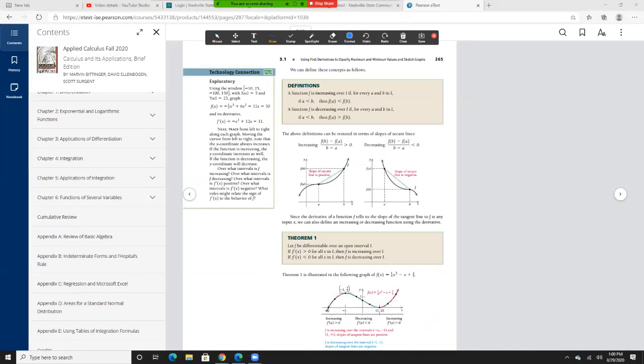And the definition says a function f is increasing over an interval I if for every a and b in the interval, if a is less than b, then f of a is less than f of b. A function is decreasing over an interval I if for every a and b in the interval, if a is less than b, then f of a is greater than f of b. To me, this can be somewhat intimidating. And if you'll fall back and look at the description we just did on the prior page, I think that it's a little easier to understand.